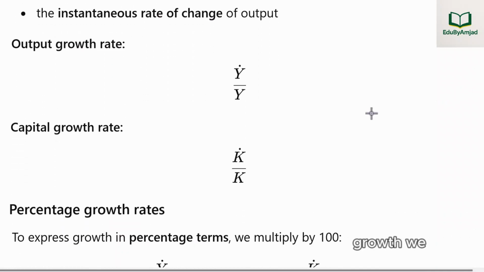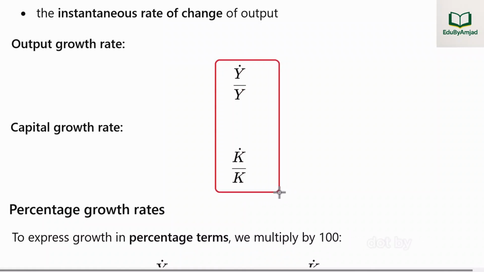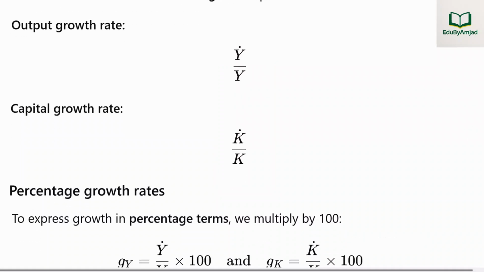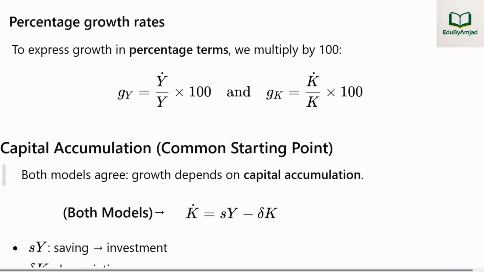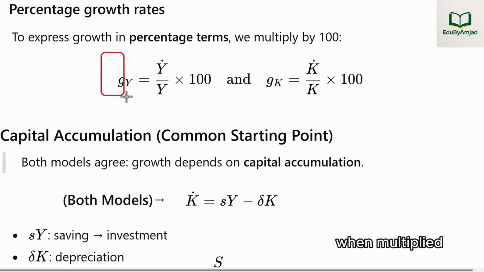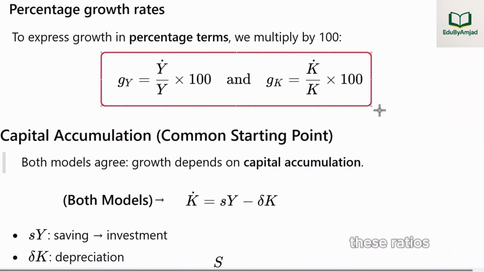To study growth, we focus on relative change. We therefore divide Y dot by Y. This gives the growth rate of output. Similarly, K dot divided by K gives the growth rate of capital. When multiplied by 100, these ratios become percentage growth rates of output and capital. These growth rates form the foundation of all growth theory.